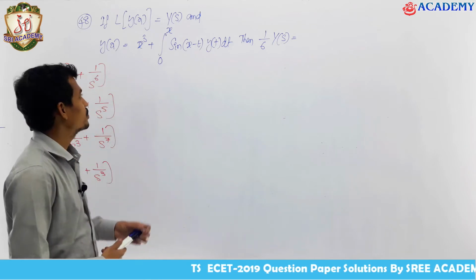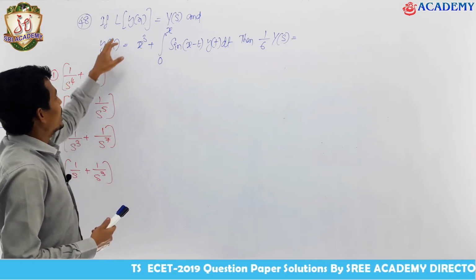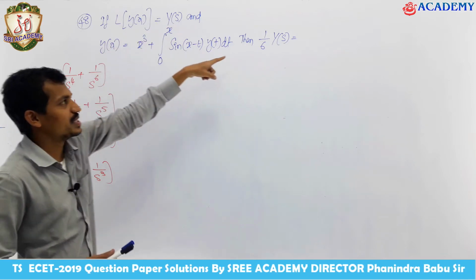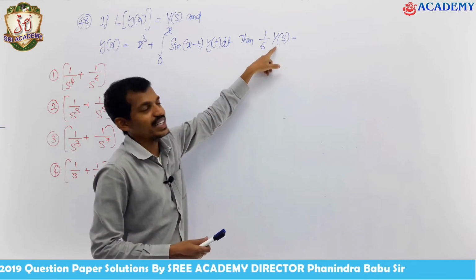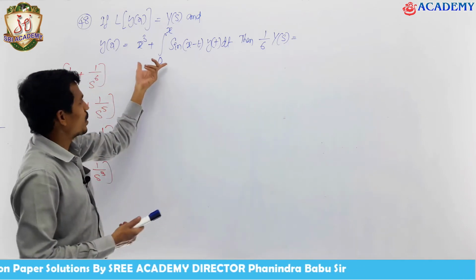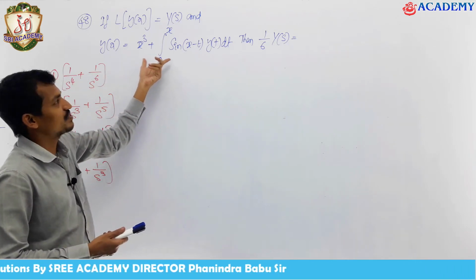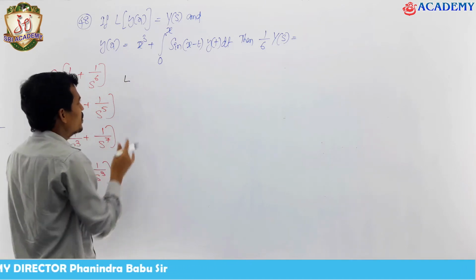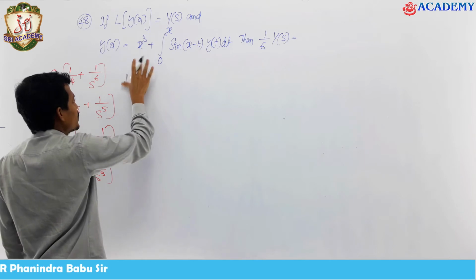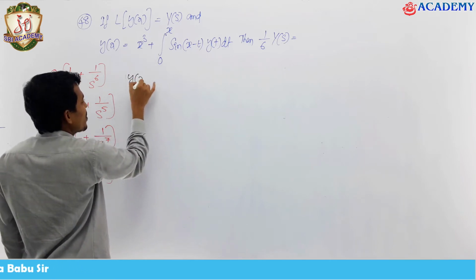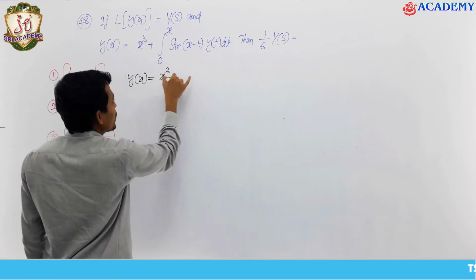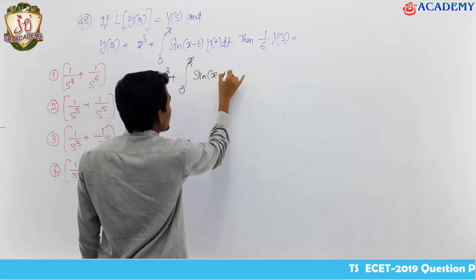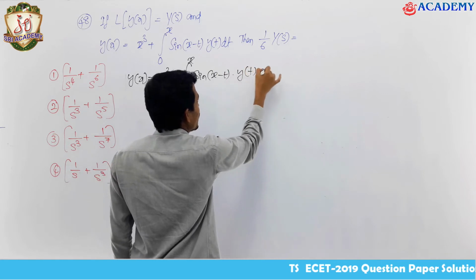Coming to this problem, given Laplace of y of x equal to y of s, based upon y of s only, it is indirectly asking what y of s is. We have to find the Laplace of this total function. I am applying Laplace to this. Before that, I am writing this function: y of x equals x cube plus integral 0 to x of sine of x minus t into y of t dt.